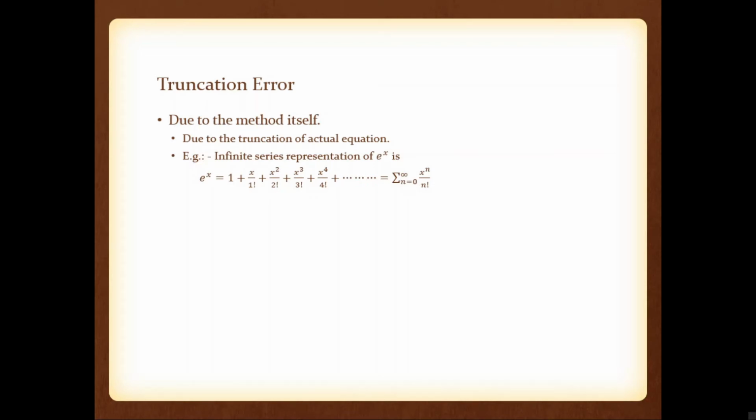For example, if you are calculating e raised to x up to x by 1 factorial, and x equal to 2, then e raised to x is 1 plus 2 by 1, that is 3. You can see that is a wrong answer. If you are calculating up to x square by 2 factorial, then it is 1 plus 2 by 1 factorial plus 2 square by 2 factorial, that is 1 plus 2 plus 2, that is 5. Okay, so if you are using more and more terms, you can see that the inaccuracy decreases.